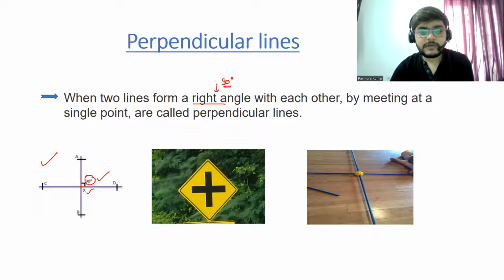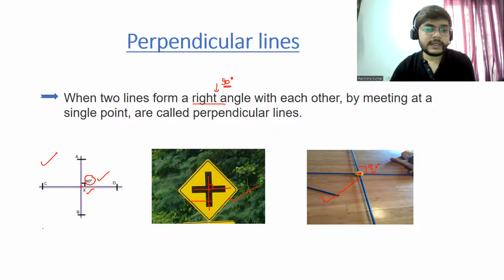You can also see from the signboard there are two lines here, and they are intersecting at one point, and here is the formation of 90 degrees. In the same manner, it is also here. There is one intersecting point, and there is an angle formation equal to 90 degrees, right?